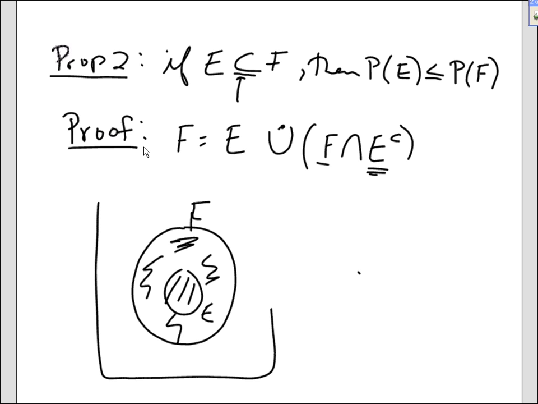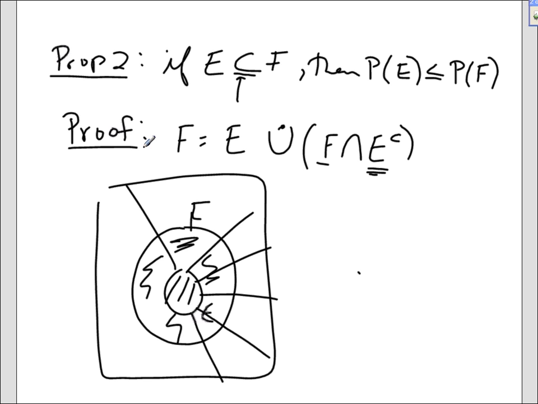Why might you not be everything in E complement? Because E complement is everything outside of E. But some of that's not in F. For example, the parts that I am attempting to erase, they're not in F. Okay.